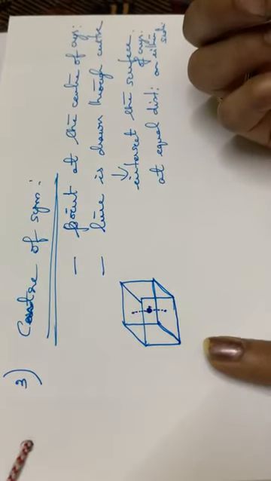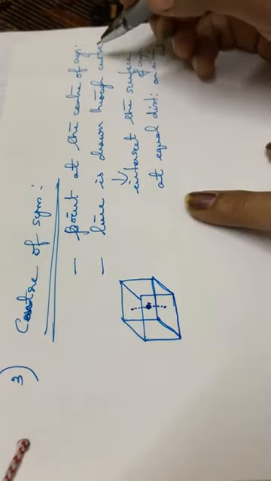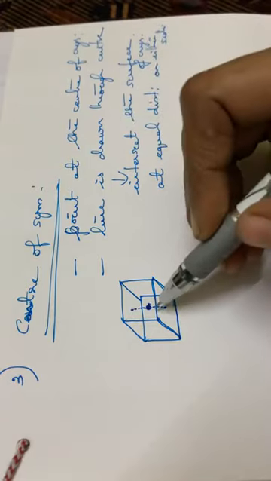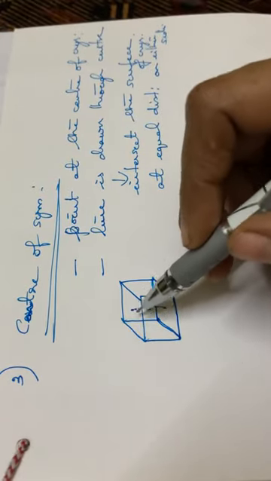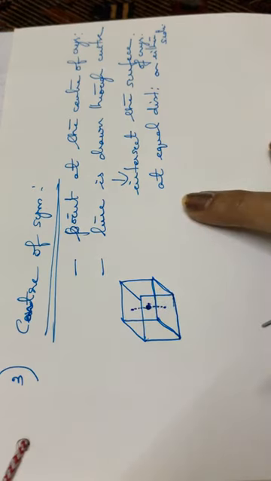So that is the center of symmetry: the point at the center of the crystal, and when a line is drawn through the center, it will intersect the surfaces of the crystal at equal distances on either side.